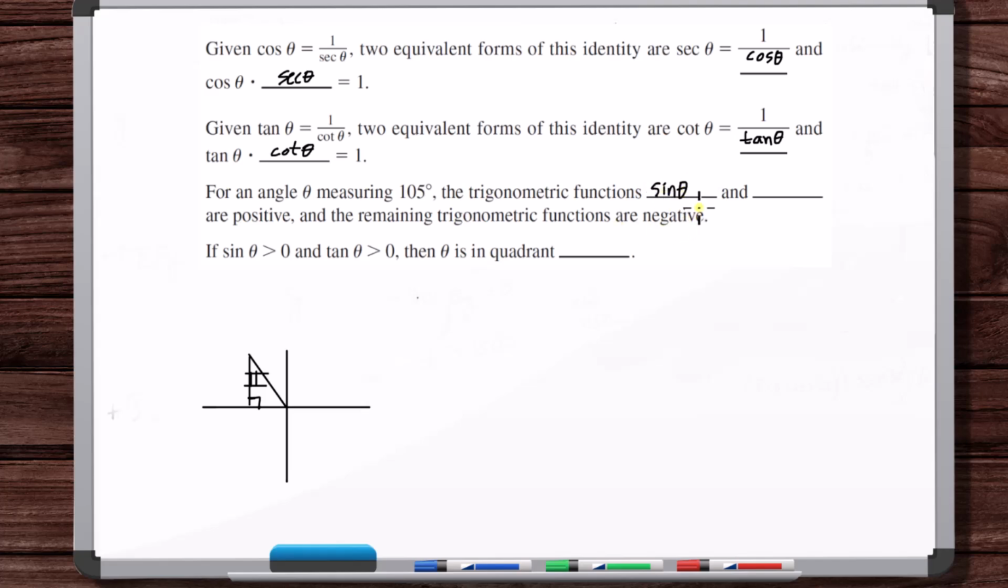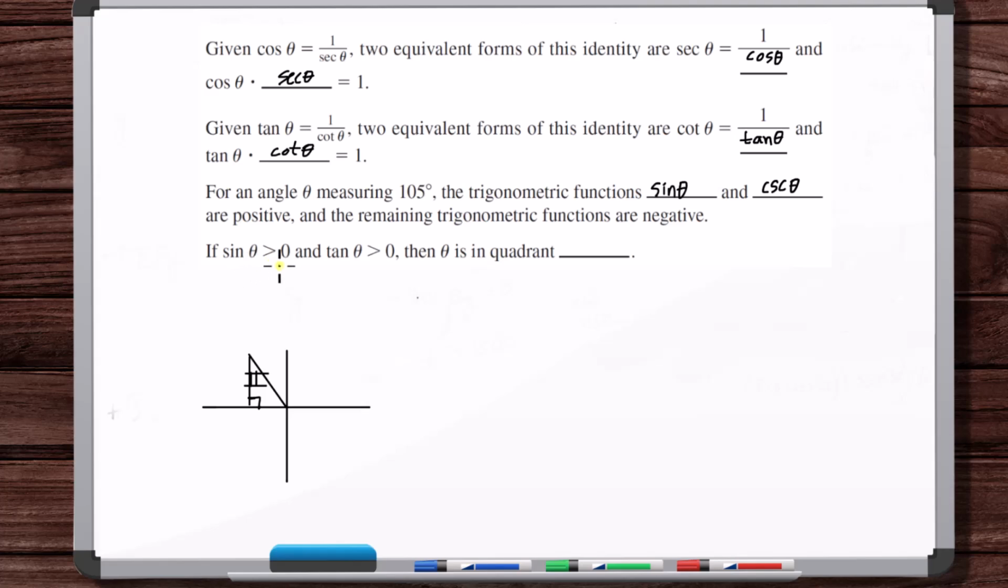And the reciprocal of any trig function is going to be the same sign as long as the angle is the same. So what's the reciprocal of sine theta? That's cosecant theta. And the rest are going to be negative. Adjacent over hypotenuse is negative. That reciprocal is negative. And then the tangent, opposite over adjacent, that's negative, and so is its reciprocal.